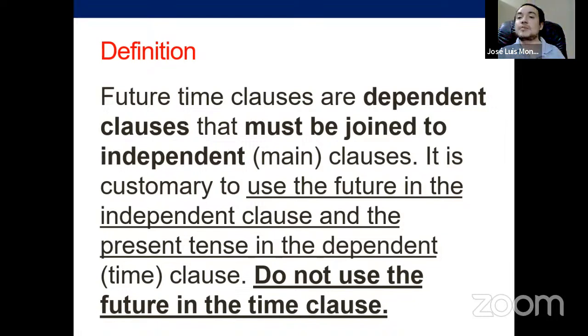Now this is important because it's very common to see two ideas in the future: I will do this when I will do that. And that's incorrect. Remember that when we use future time clauses, one of them is going to be in the future and the other one in the present, but both of them refer to a future situation. Even though one idea is in the present, it is just a way of communicating something for the future. It is not real present.